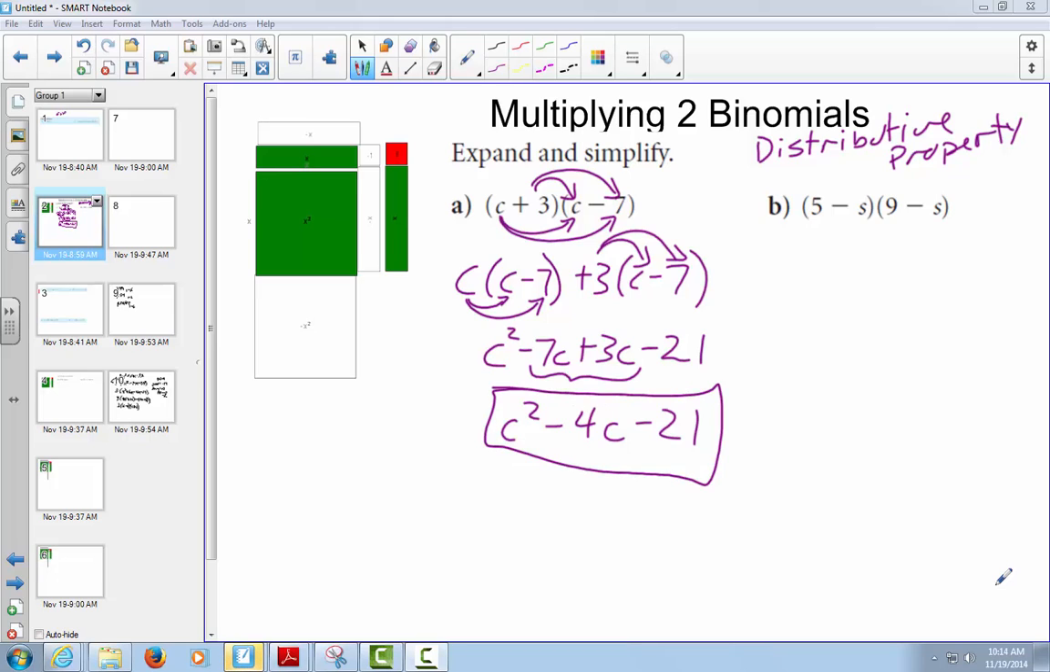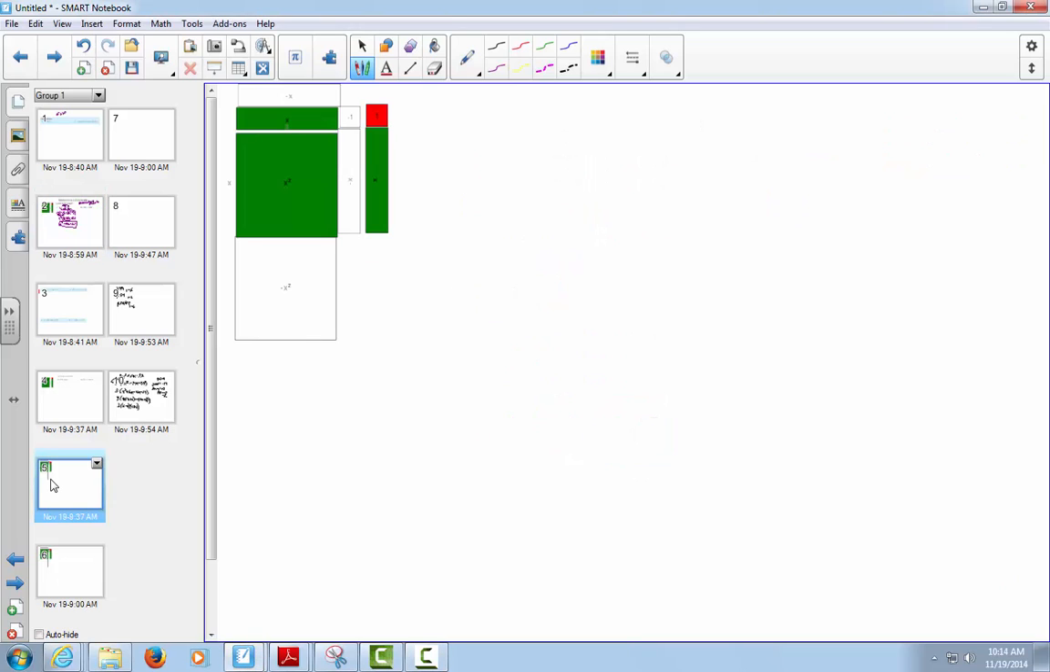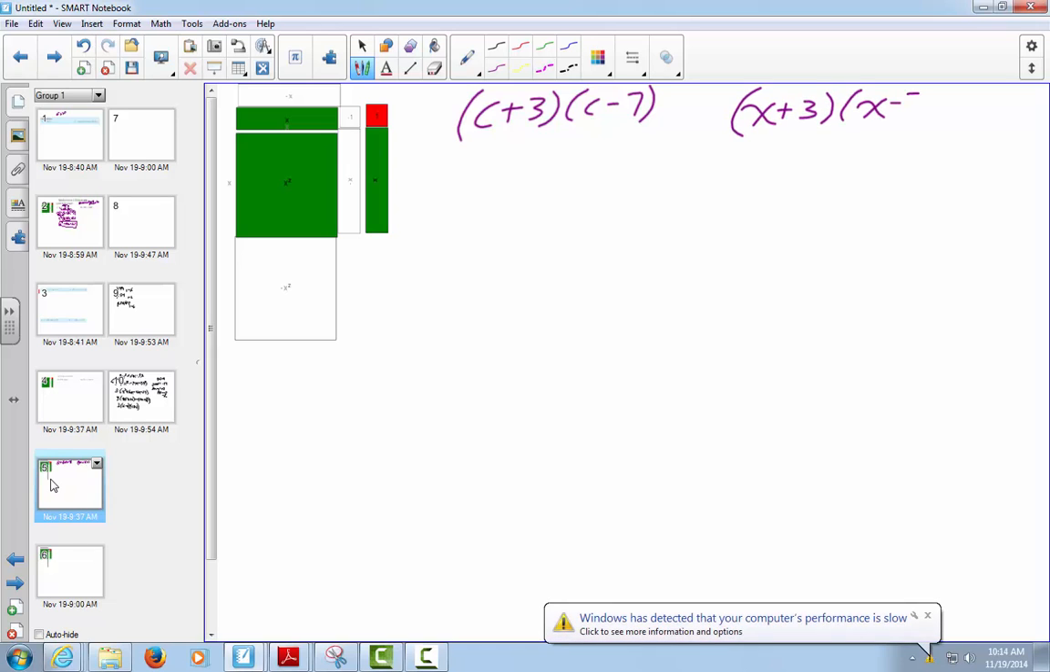Now, this can easily be done with algebra tiles as well. What we do is we set up our dimensions. Now, where do I want to do that? I'm going to go to a blank screen and write c plus 3, c minus 7. Now we're going to think of this as x plus 3 by x minus 7. So this is my length times width.